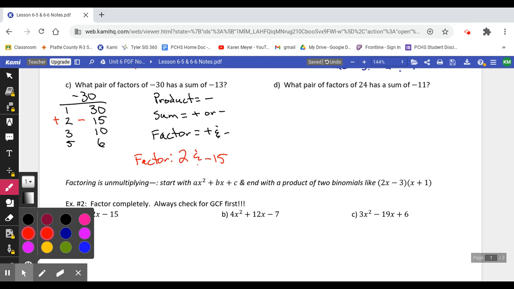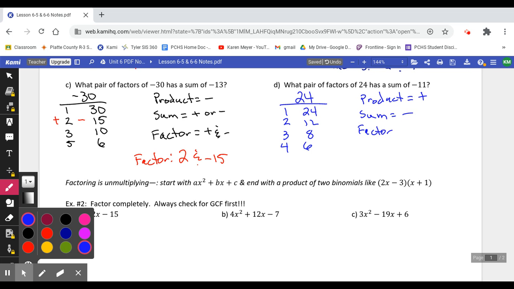Okay, last case that can happen. We're multiplying for positive 24 and adding for negative 11. So 24, it would be 1 and 24, 2 and 12, 3 and 8, 4 and 6. And my product is a positive, and my sum is a negative. Now, if your product is a positive, you've got two choices, because you can choose either two negative factors or two positive factors, because a negative times a negative is a positive, and a positive times a positive is a positive. So which one do I choose?